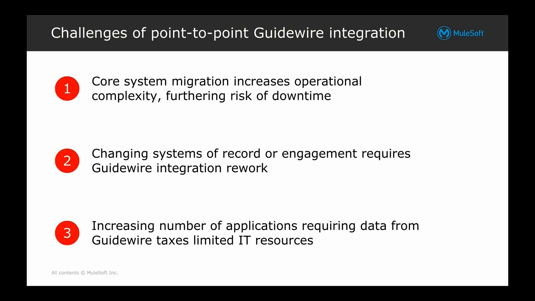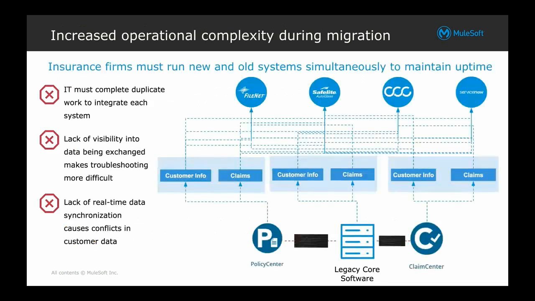The second challenge we're seeing is that there's a lot of rework that happens. Services need tools for things like Policy Center, Claim Center, and Billing Center. Services that need to be updated every single time one of these application suites are themselves updated creates a lot of rework, a lot of maintenance overhead that's really challenging for IT. And then the third challenge we see is that there's an increasing number of applications requiring data from Guidewire, and this taxes your limited IT resources. And so let's go through these in time.